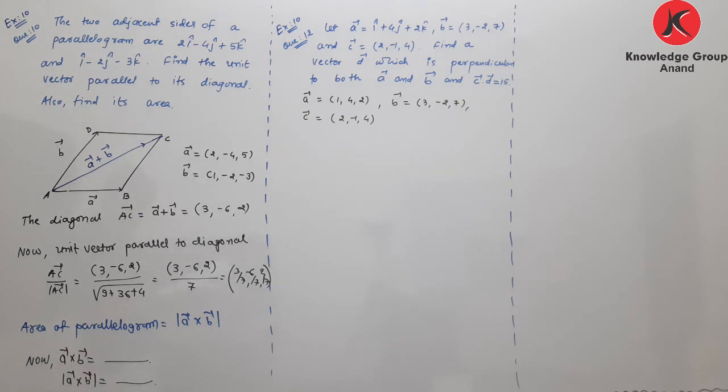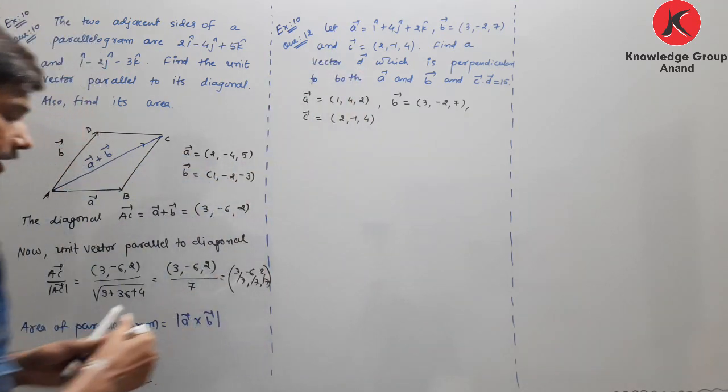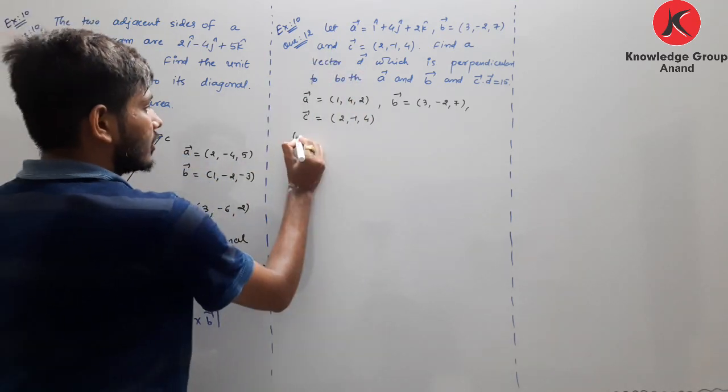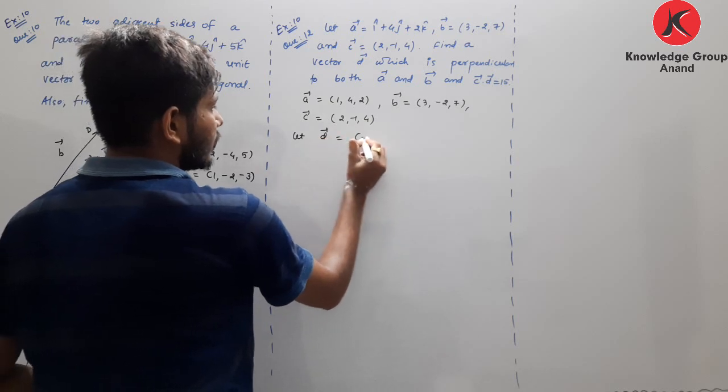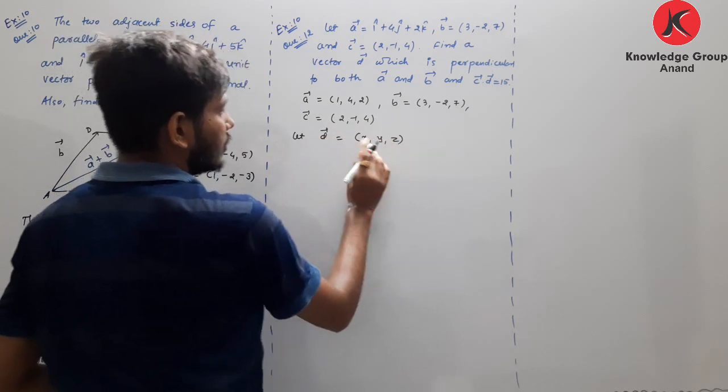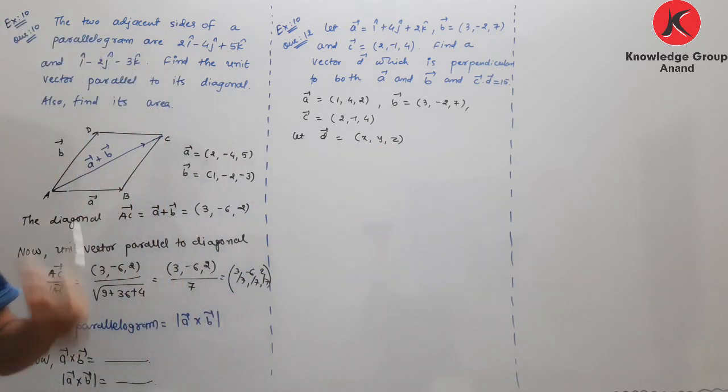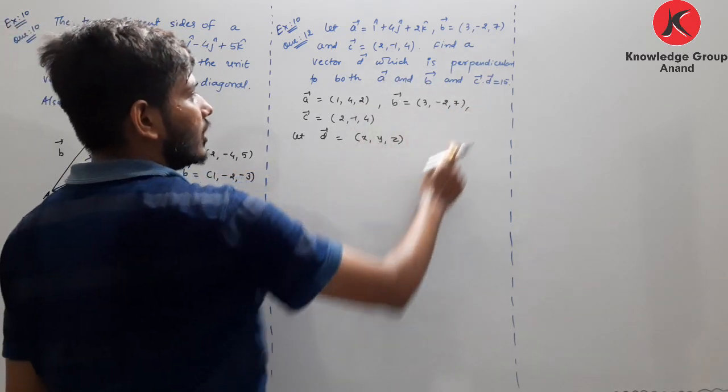That means three relations are given here. The first two are perpendicular relations, and the third one is the given relation, C bar dot D bar equals 15 here. Okay. So this type of question can be solved by taking vector D. Our vector D we assume. Let vector D equal x, y, z. So we have to obtain the values of x, y, and z by use of the given conditions.